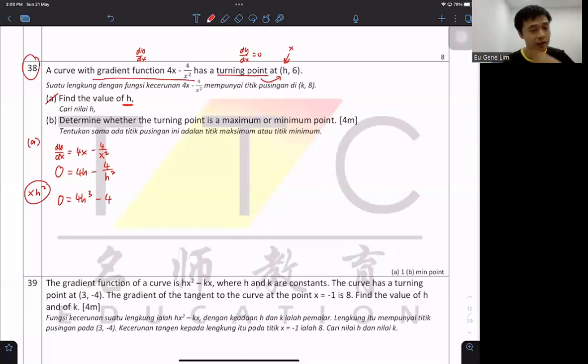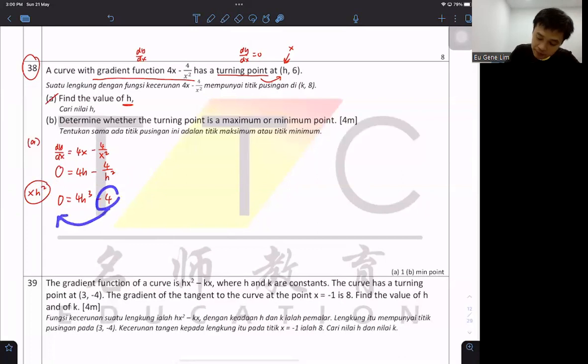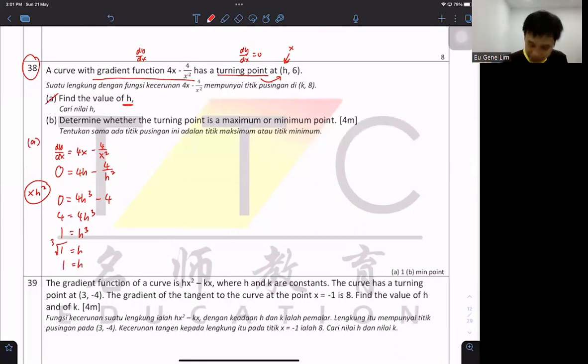I purposely do it like this. No need also can, you bring over also can. But I like to do it like this because I don't want to have fractions, so I purposely multiply by the denominator to cut it. So from here you can find out h. Minus 4 bring over becomes positive 4. 4h cubed equals 4, divide 4, 4 divide 4 is 1. So h cubed equals 1. Cube root of 1 is 1. Very good. That's the answer.